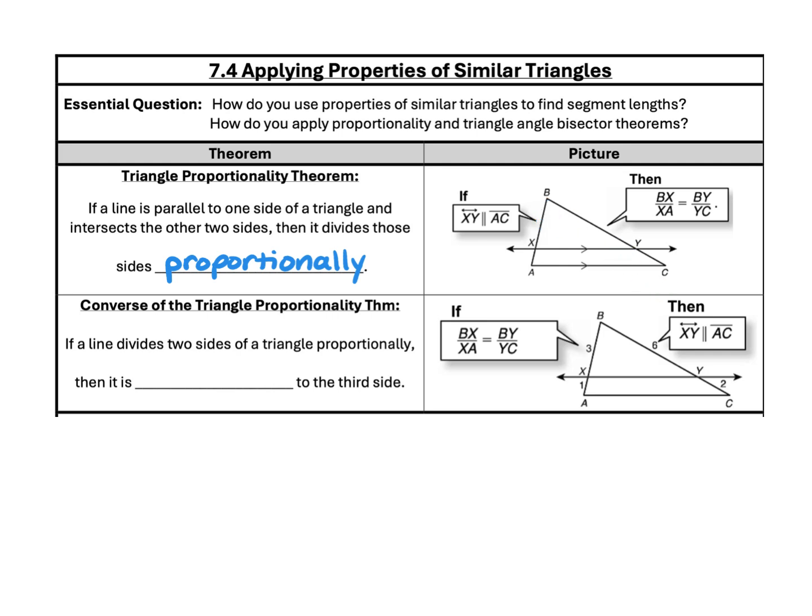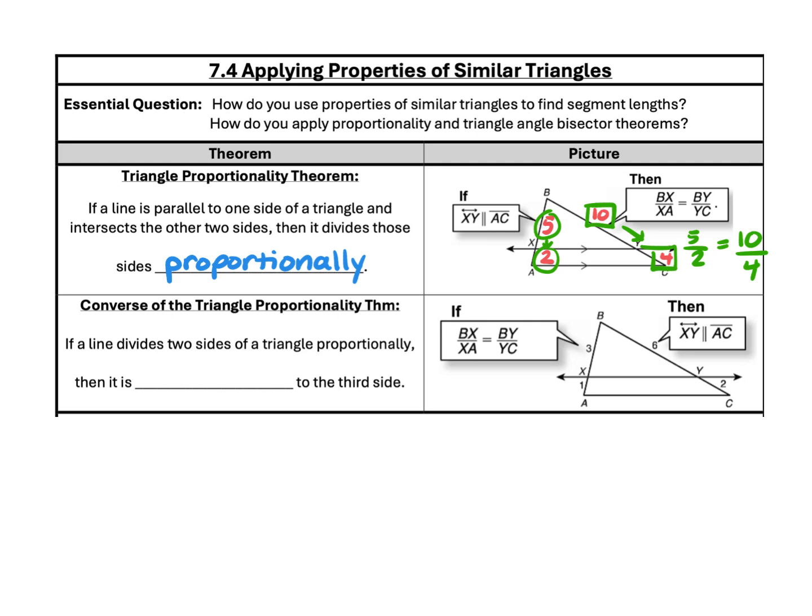Just to make this a little bit more clear, let's add some numbers in here. So BX is 5 and XA is 2. And then let's say BY is 10 and YC is 4. So what this is stating is the ratio of 5 over 2 is going to be equal to the ratio BY over YC, which is 10 over 4. Now, this is the triangle proportionality theorem.